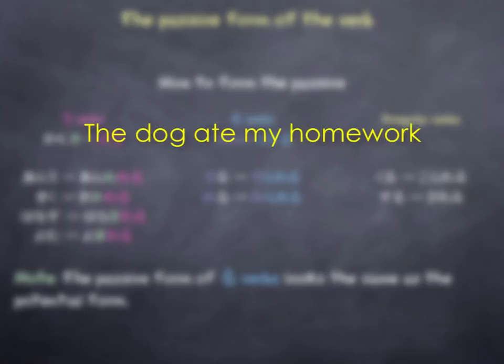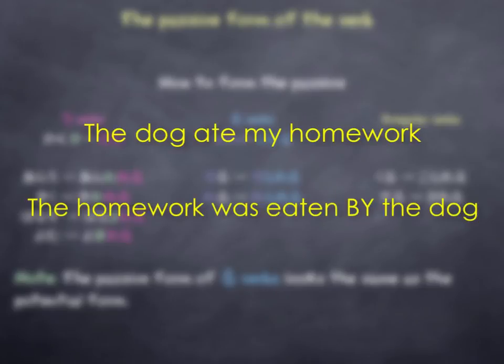So what is passive voice? For example, let's take the sentence, "The dog ate my homework." This sentence is what we call an active sentence, whereas "the homework was eaten by the dog" is what we call a passive sentence. And we can usually tell if a sentence is active or passive simply by looking for the word "by" in English. It's not always the case, but it's definitely a good indication of whether a sentence is active or passive.